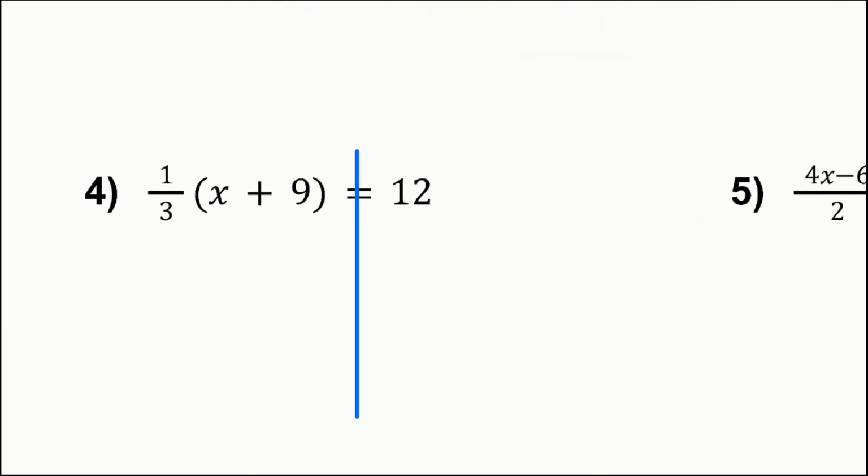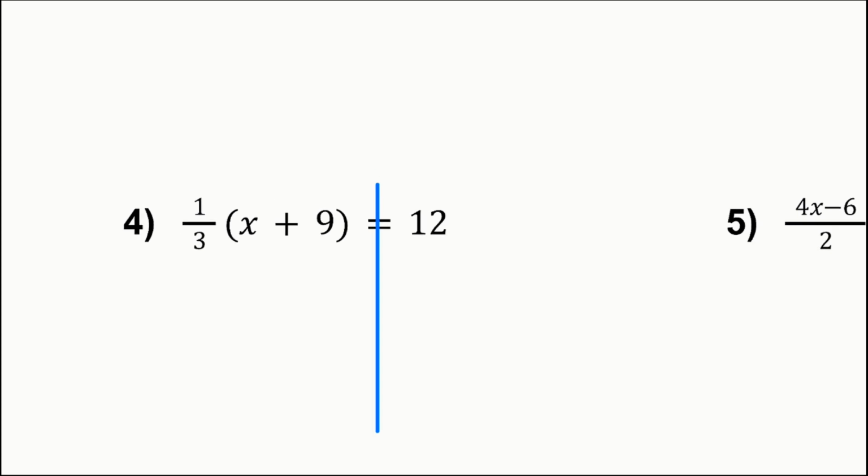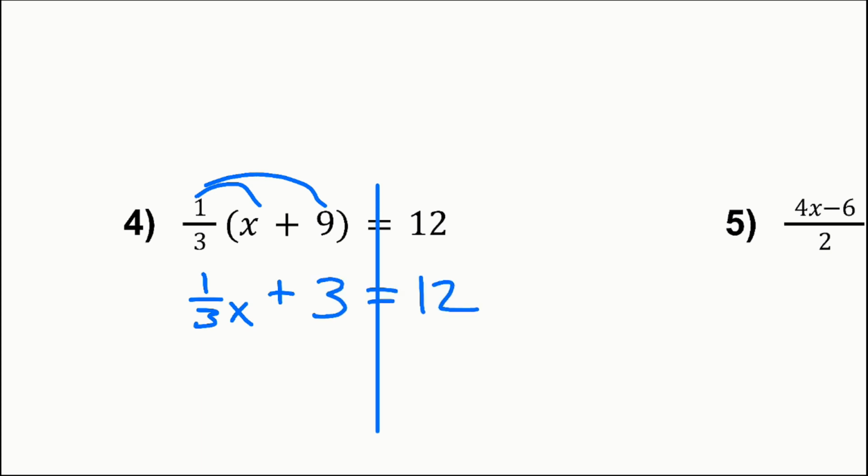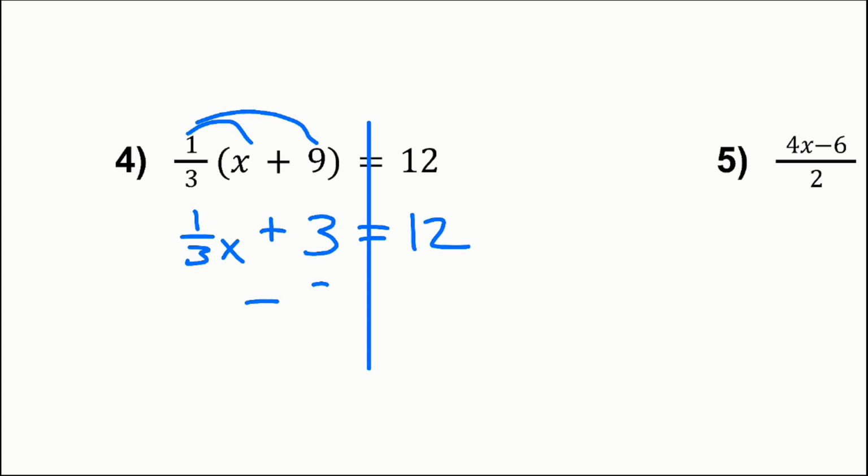start by doing the distribution. I know it's a fraction, but it's still done the same way. 1/3 times x is 1/3 x. 1/3 times 9 is going to be 3. So just by doing the distribution, we get rid of that fraction. We're going to subtract 3 from both sides. Be left with 1/3 x equals 12, 11, 10, 9.